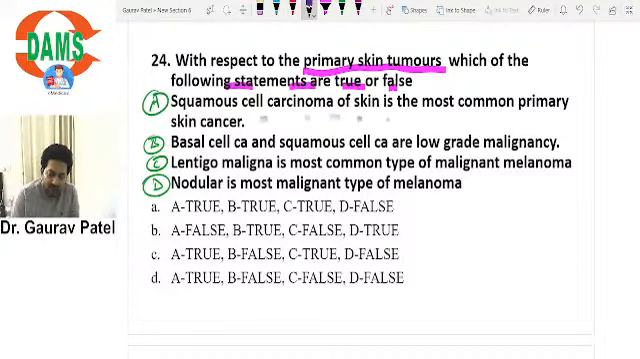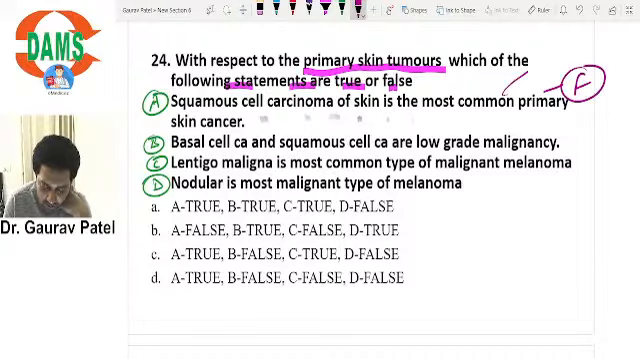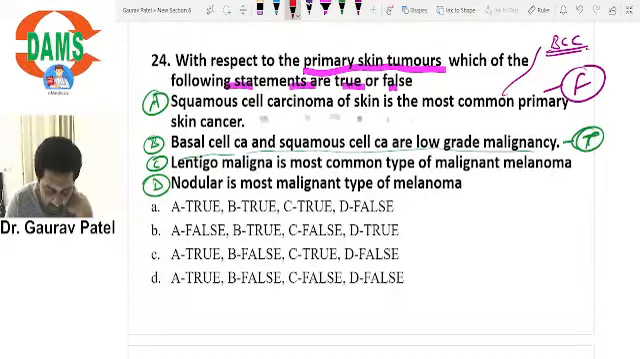Squamous cell carcinoma of skin is the most common primary skin tumor. Statement A, true or false? It is false. The most common is basal cell carcinoma. Basal cell and squamous cell are low grade malignancy. Yes, true. They are low grade. Melanoma is high grade. Lentigo maligna is most common type. It is false. Most common type is superficial spreading type.